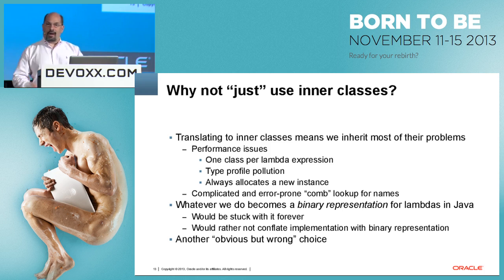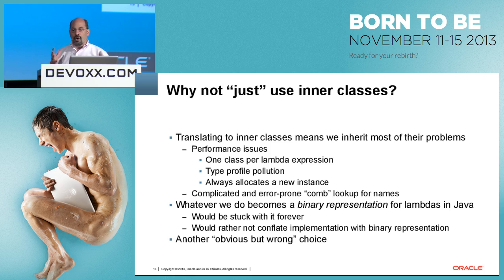Semantically, it would have also been complicated to do it this way. If Lambda expressions were just syntactic sugar for inner classes, we would have inherited the complicated name lookup mechanism that inner classes have. Now, the thing to recognize is whatever we did in version 1 would effectively become a binary representation for what a Lambda looks like in Java class files, and we will be stuck with it forever.